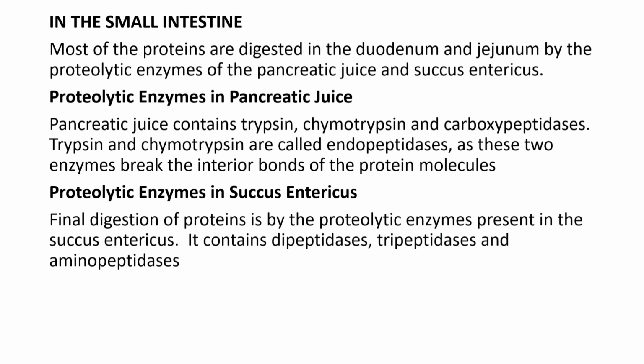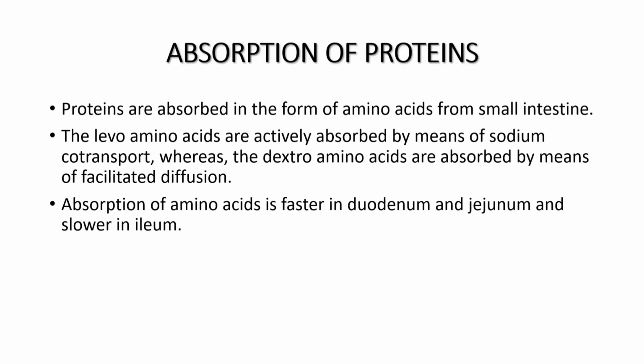Proteolytic enzymes in succus entericus. Final digestion of proteins is by the proteolytic enzymes present in the succus entericus. It contains dipeptidases, tripeptidases, and aminopeptidases. Absorption of proteins. Proteins are absorbed in the form of amino acids from small intestine. The levo amino acids are actively absorbed by means of sodium cotransport, whereas the dextro amino acids are absorbed by means of facilitated diffusion. Absorption of amino acids is faster in duodenum and jejunum and slower in ileum.